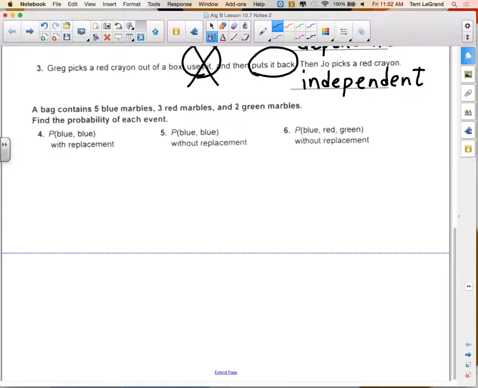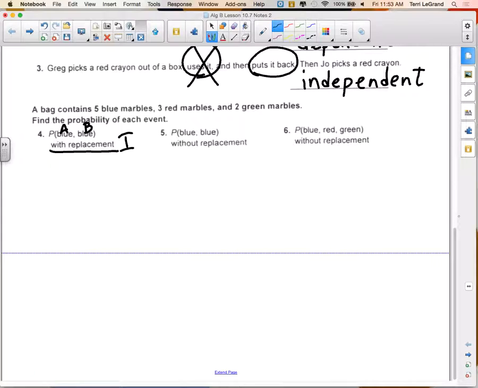Okay, so now let's do some. A bag contains these marbles. Find the probability of each event. So event 4: probability of picking a blue marble, then another blue marble. So here's our A. Here's our B. With replacement. Is this independent or dependent? I want us to identify that first. Independent, because he's replacing. That tells us right there it's an independent event, right?